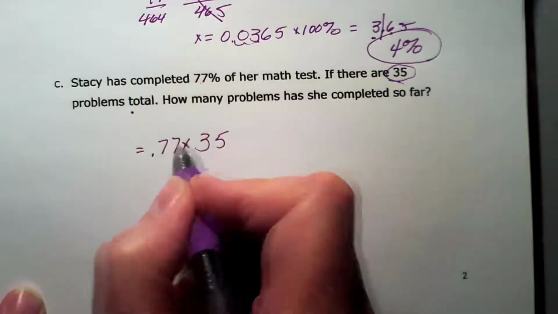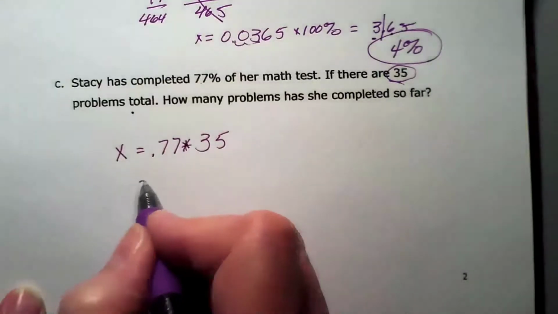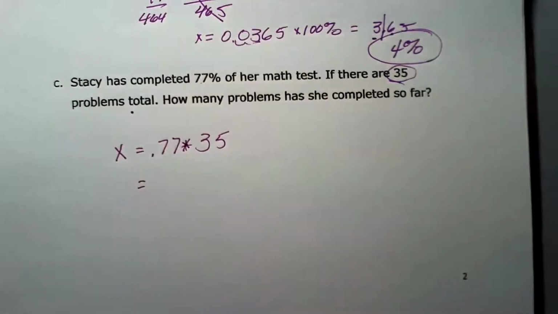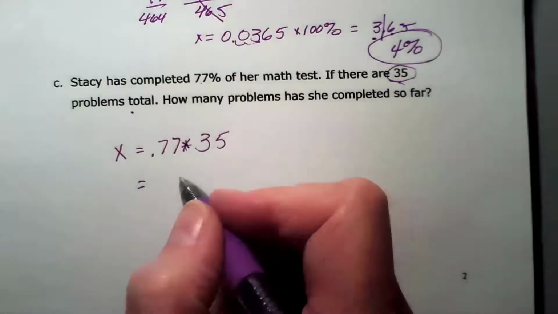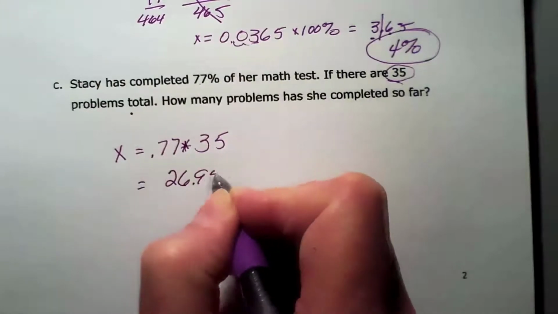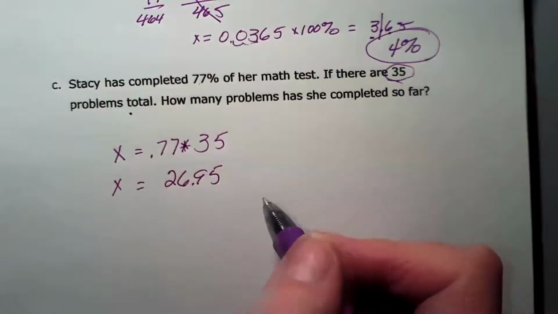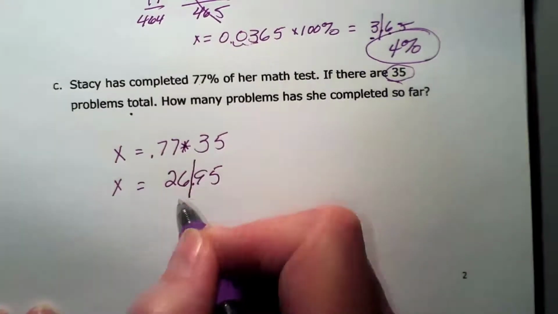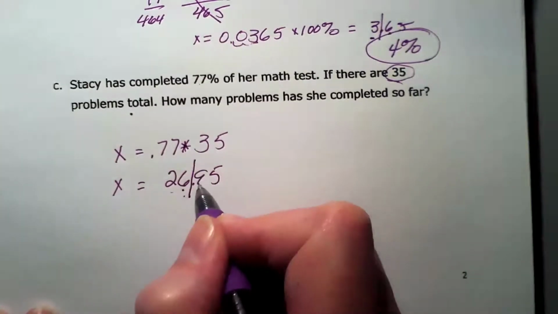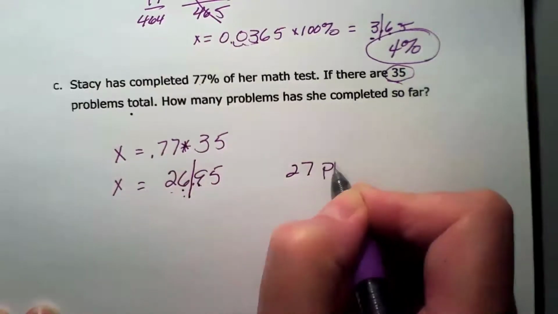So that's a times sign. My x is here. So again, I'm going to multiply 0.77 times 35, and I get 26.95. Again, it's not talking about partial problems. It wants whole numbers. So I'm going to round to the whole number. So 9 is bigger than 5, so it's going to go up to 27 problems.